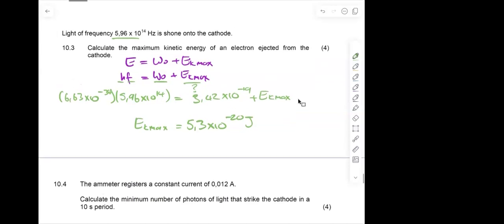All right. So I've calculated then the maximum kinetic energy, very important. I use the equation energy is equal to work function plus max kinetic energy. I can work out my energy because it's hf and I've got that. The work function was given to us, W naught. And then we just solve for EK max, 5.3 times 10 to the power of negative 20 joules.